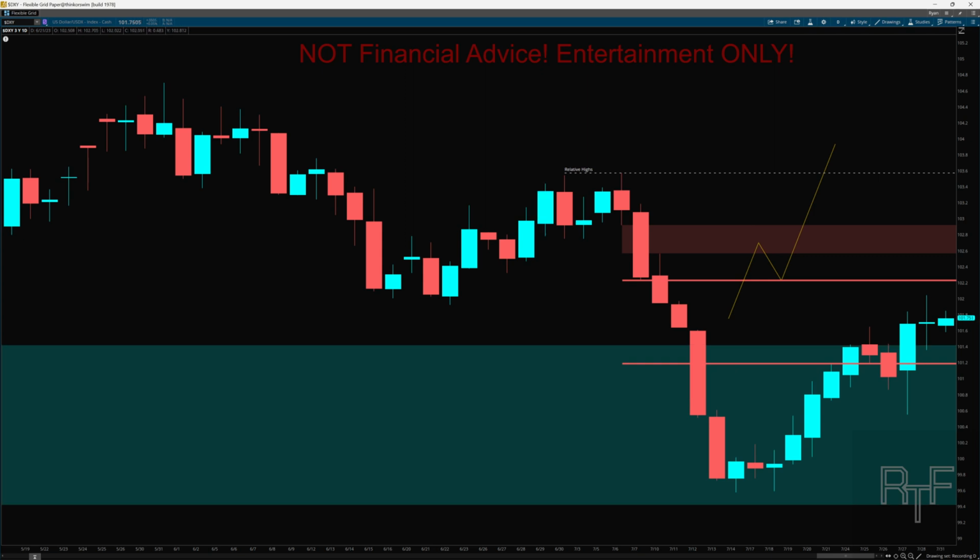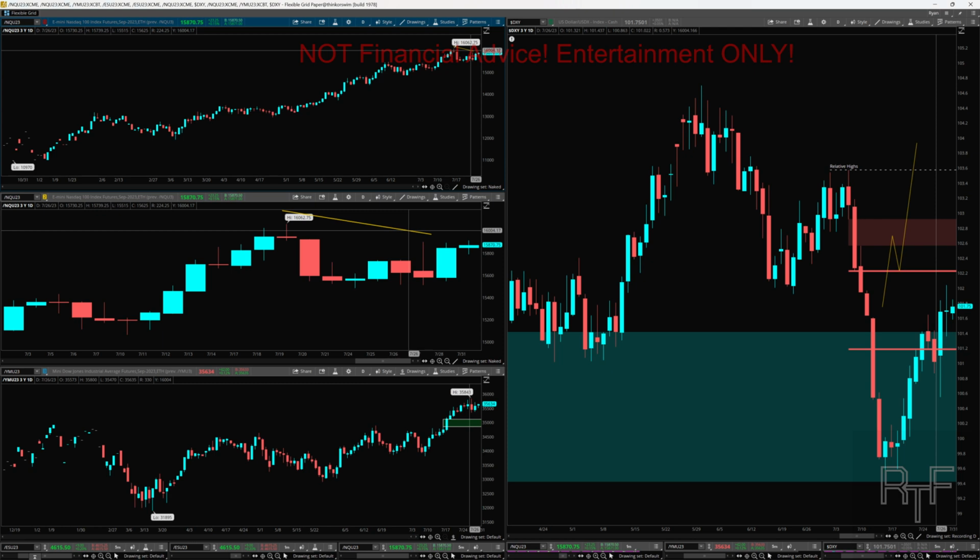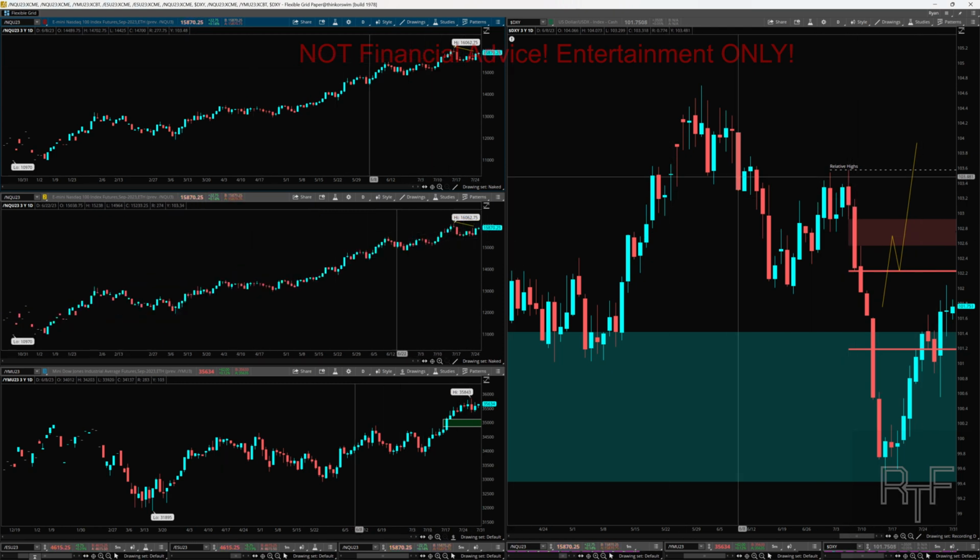So this is the dollar index. Let's hop into the indices. Before we go into each individual one, I want to draw your attention here. On the right side, we have the dollar index. We just talked about that. But I want to draw your attention to the upper left and middle charts.